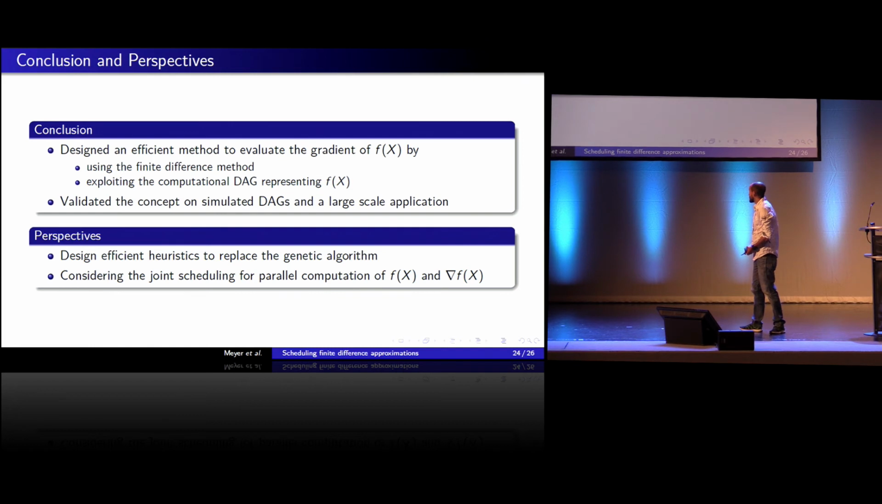For the perspectives, the first thing that we would like to do is to design efficient heuristics to replace the genetic algorithm that we used. So some general heuristic or some more model-based, because we know for the model that we have just studied before in evolutionary biology, we know the kind of graph that we can expect to get. And then we would like to consider the joint scheduling for the parallel computation of the function evaluation and the gradient evaluation, because we didn't do it. We think that we could further increase the scaling by doing so.